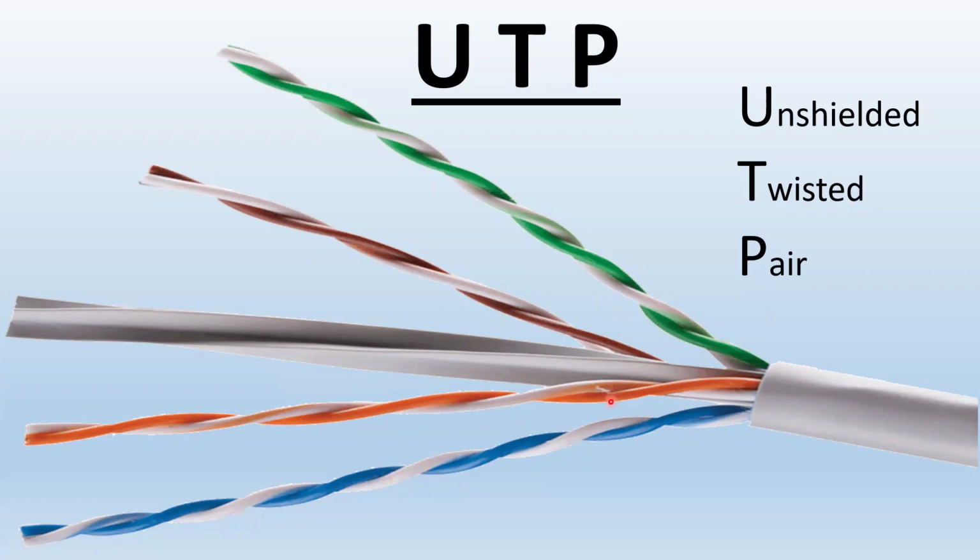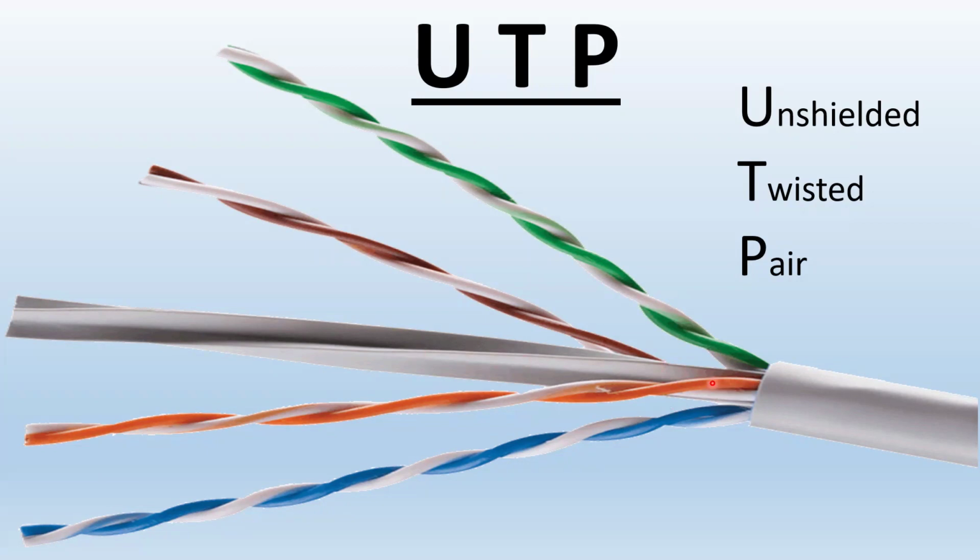So that's Cat5 or Cat5e. Now, Cat6, how you can tell, is that Cat6 cable has this plastic separator in there.